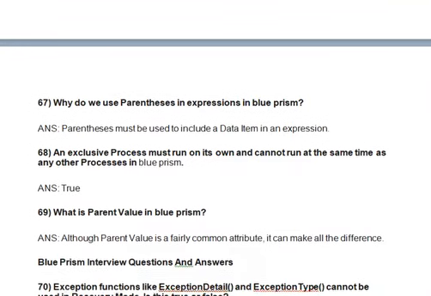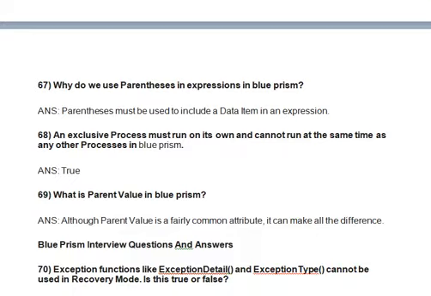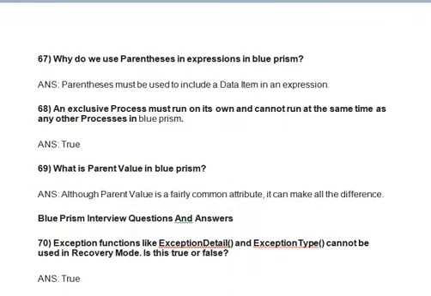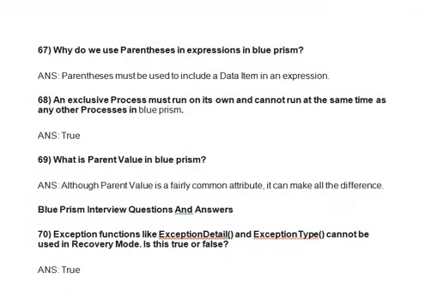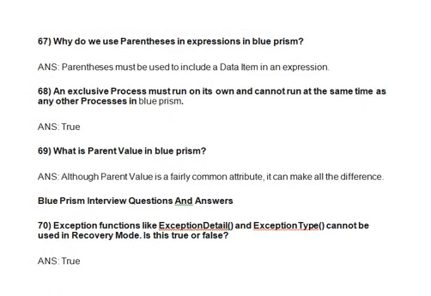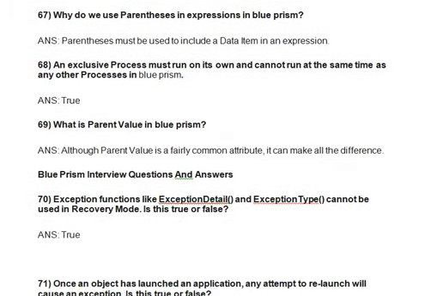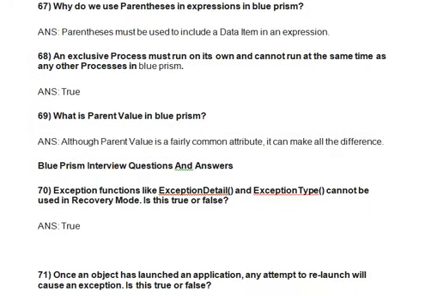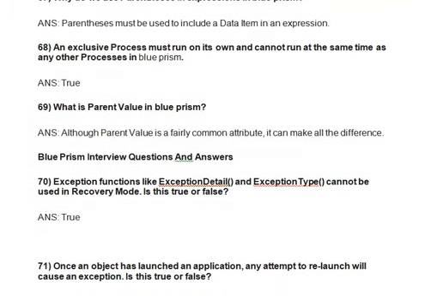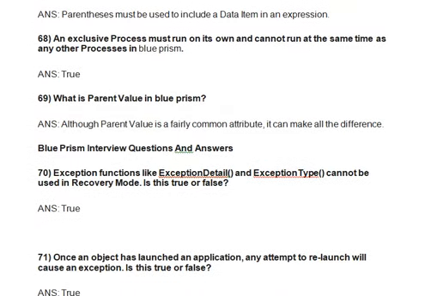Why do we use parentheses in expressions in Blue Prism? Parentheses must be used to include a data item in an expression. This option is only used to include a data item. An exclusive process must run on its own and cannot run at the same time as any other process in Blue Prism. Yes, it is true. In Blue Prism we have three types: foreground, background, and exclusive. An exclusive process runs on its own and cannot run at the same time as any other process.